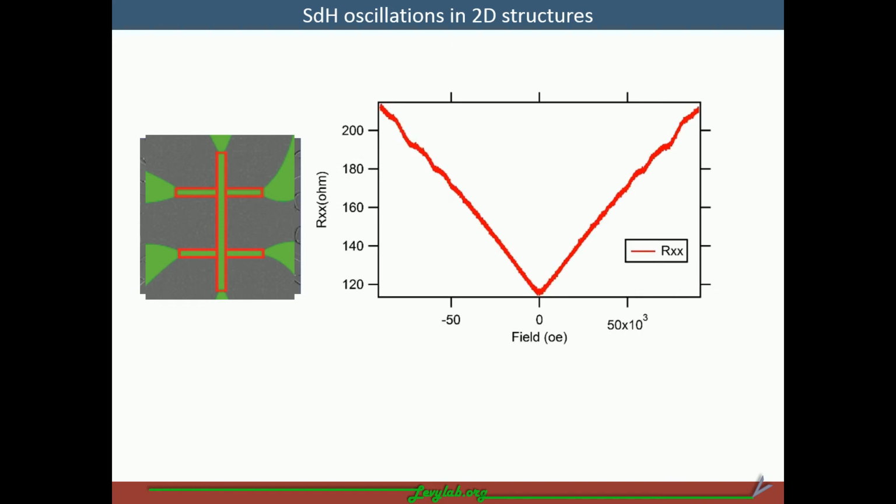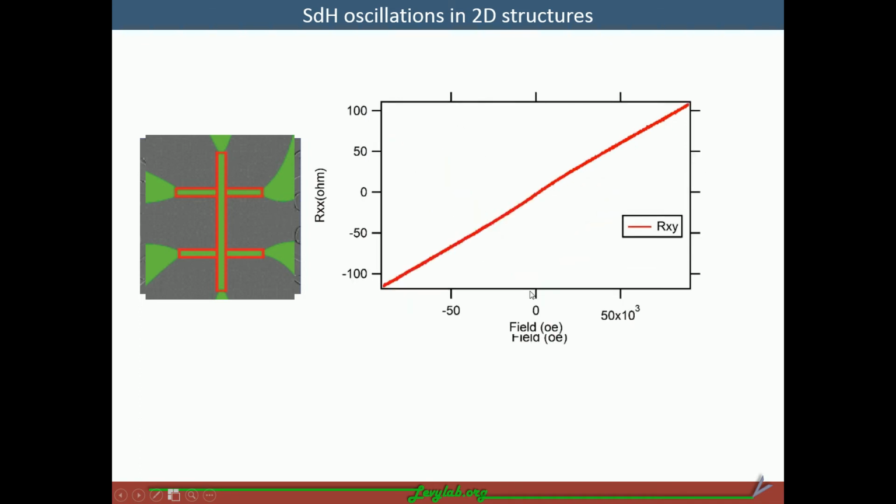The next thing we can do is transport measurements in this wide Hall bar structure. We can measure the channel resistance versus field. We found a linear dependence of magnetoresistance, but that's not the important thing. The point is we get this quantum oscillation in our structure also, which shows up here. And we can also measure the Hall resistance. Basically, we found a linear dependence.